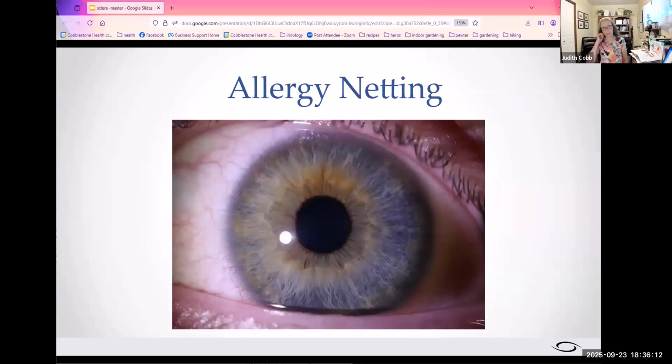Doing a few bonus markers here tonight because I think I promised you 3 and I think we're doing 5 or 6. So you're getting some bonus tonight. When we see these fine blood vessels attached to the outer edge of the iris, this is called allergy netting. This is an indication with the placement of this particular netting that this person is very prone to food allergies.